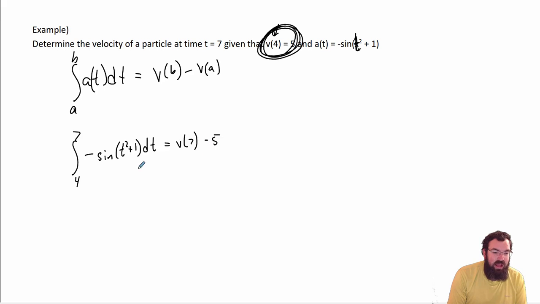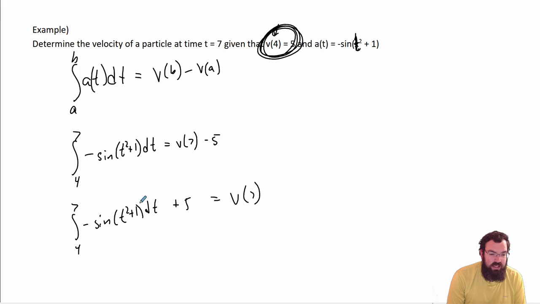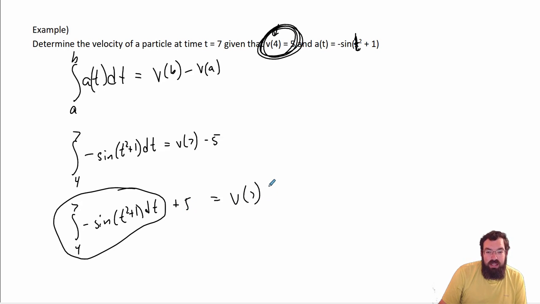I am going to bring that 5 over, and I'm going to say, okay, well, this is the acceleration integral from 4 to 7 of negative sine of t squared plus 1 dt. Bring over that 5, I'm going to add 5, equals the velocity at 7. Okay, so if I can find out what this value is, I can add it to 5 and I get the velocity at 7.